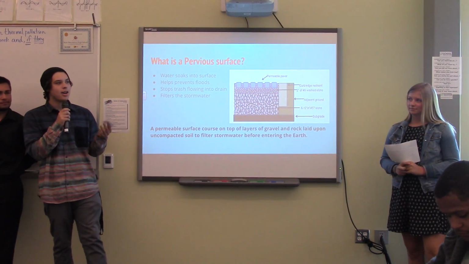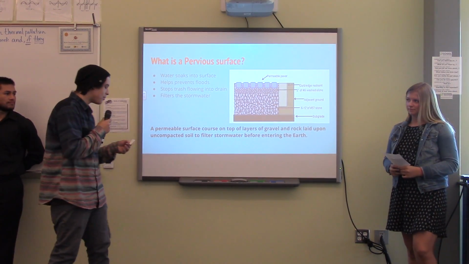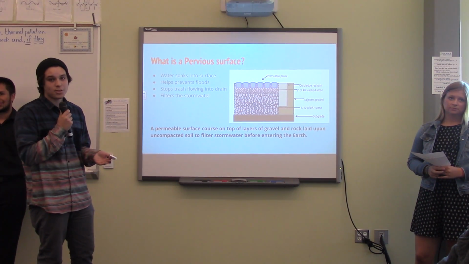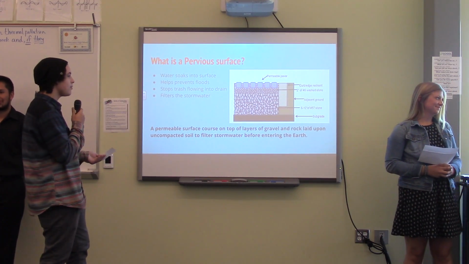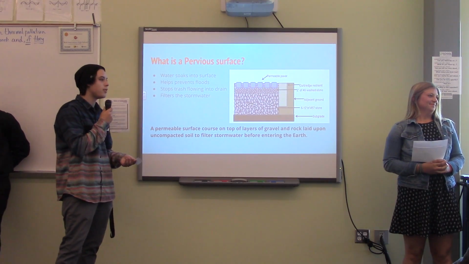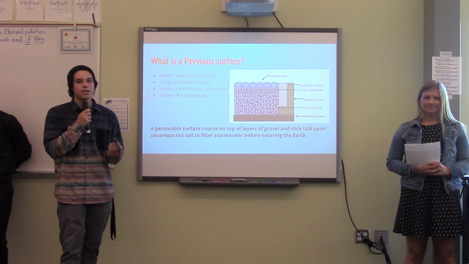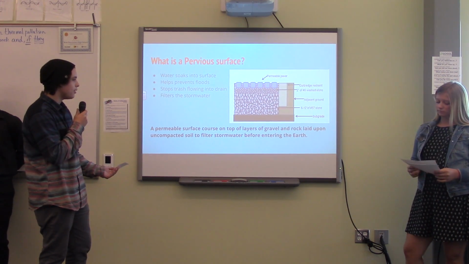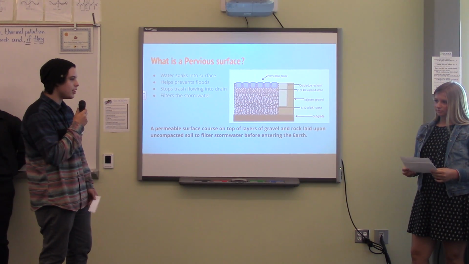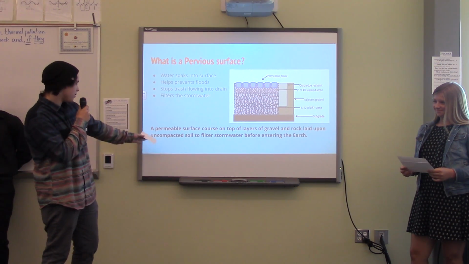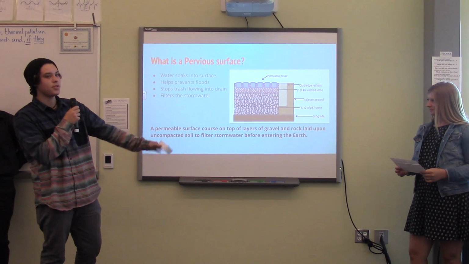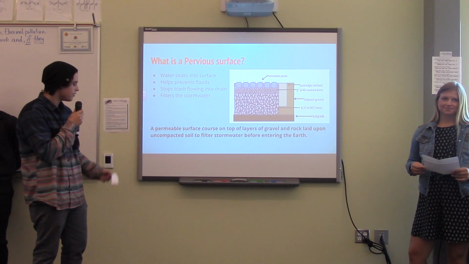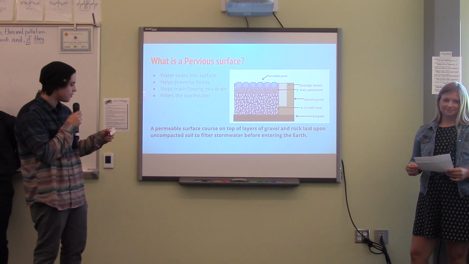So what is a pervious surface? A pervious surface allows stormwater to drain into the soil and to be filtered naturally instead of contributing to stormwater runoff, which would make the watershed dirtier. And it helps prevent floods because the water won't pile up on top of surfaces. And right here's the actual description off of Wikipedia. But that's pretty much what a pervious surface is.